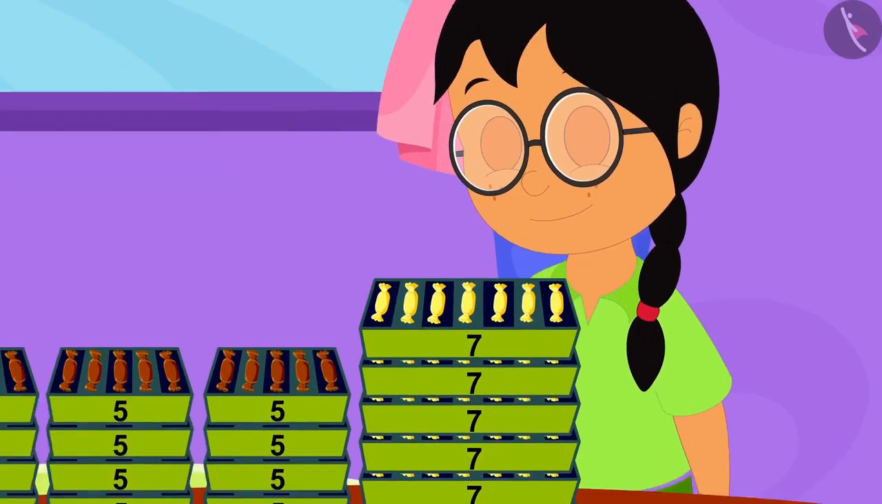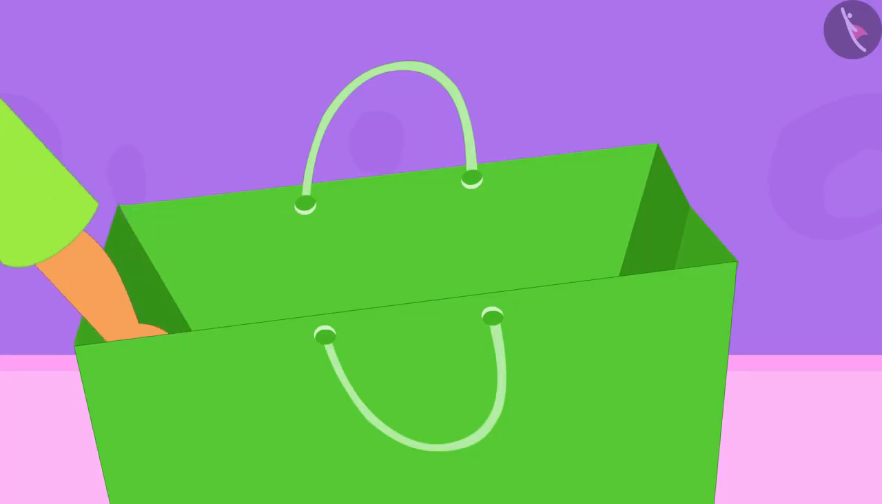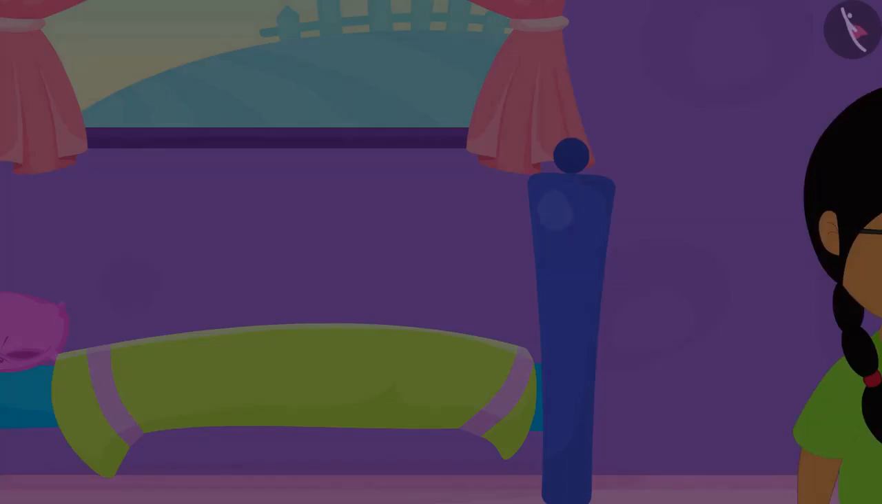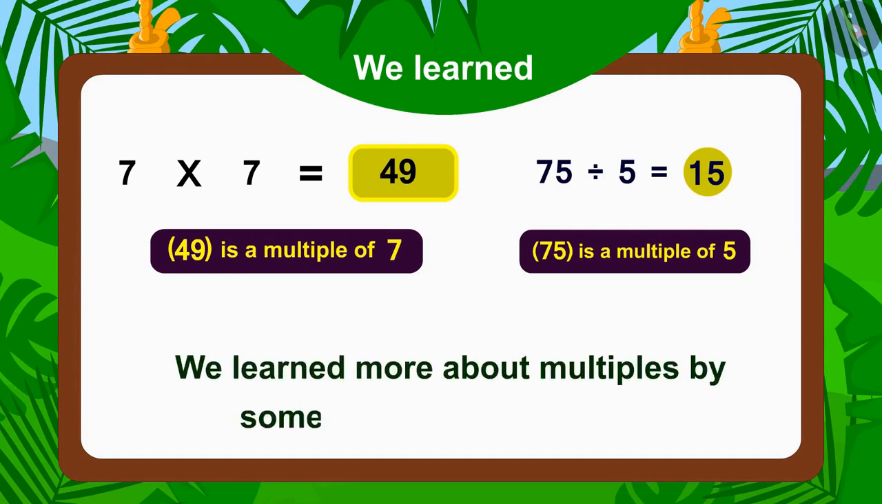Meenu finally filled all the candies in the boxes. Now, she is taking these boxes in a big bag to share them among her friends. Children, in this video, we learned more about multiples by some interesting examples. In the next video, we will look at some interesting concepts related to this.